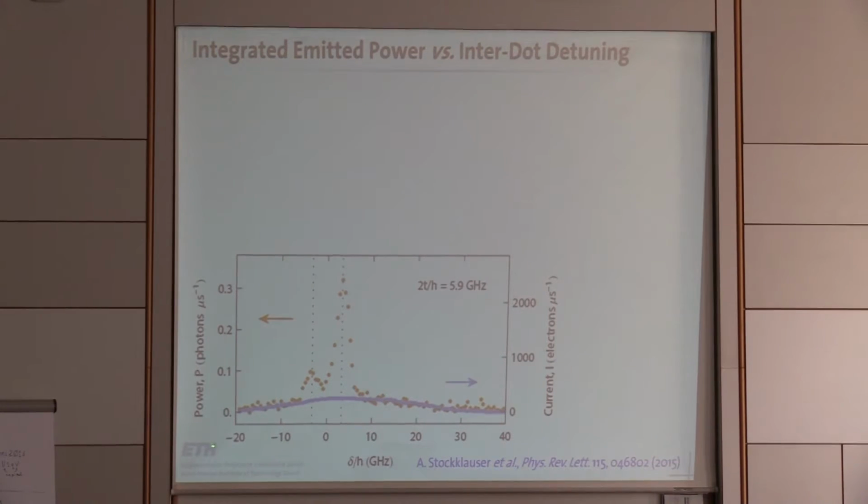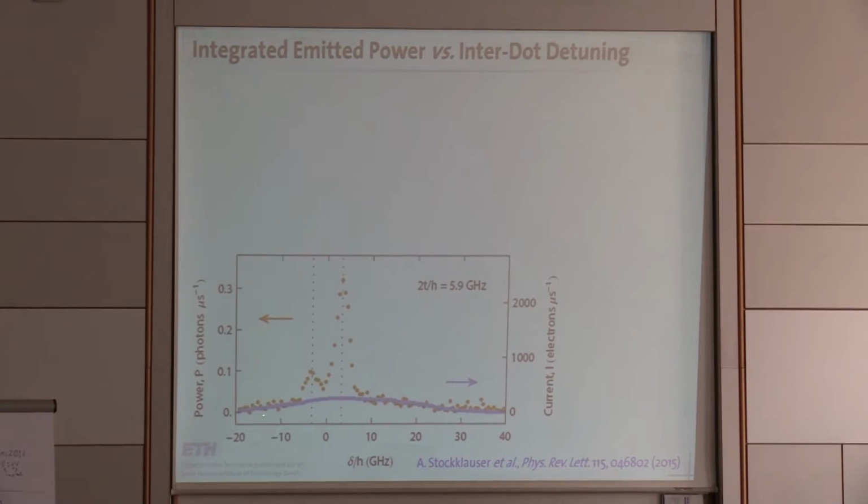And so this is an important plot here. What is shown is the current flowing through the double dot in this blue line, and the radiation power emitted into our resonator. The current is shown in electrons per microsecond, and the radiation emitted is shown in photons per microsecond. And you see that there's a mismatch of roughly a factor of 10 to the 4 between the two, showing this small efficiency.